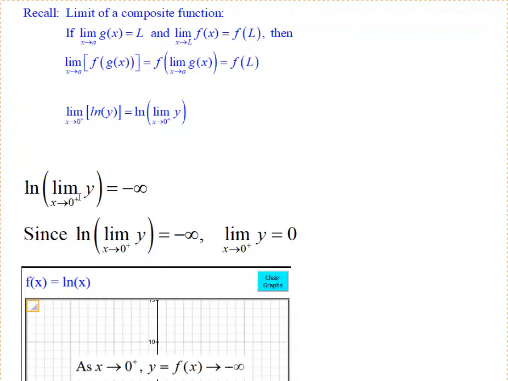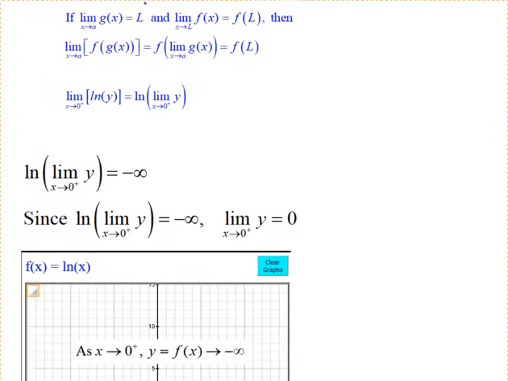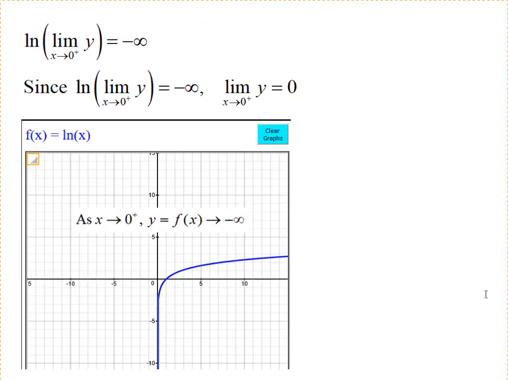But if the limit of this quantity is equal to negative infinity, then this quantity has to approach 0. And when we look at the graph again, ln of this quantity is equal to negative infinity, then this quantity has to go to 0. So the only way to get f of x to negative infinity is for x to approach 0. And therefore the limit of y as x approaches 0 is equal to 0.